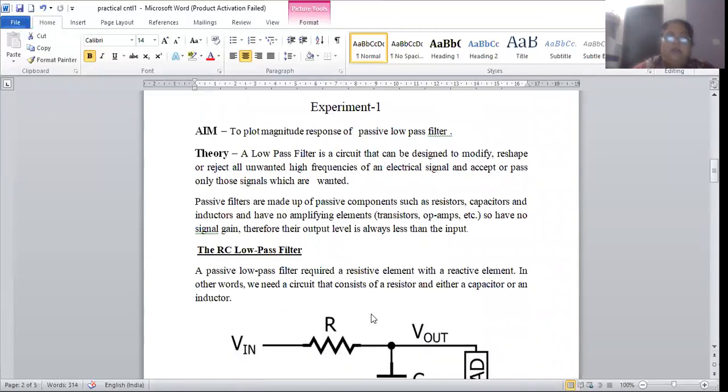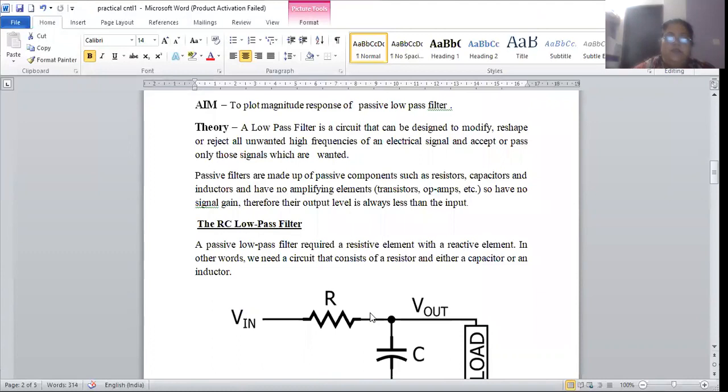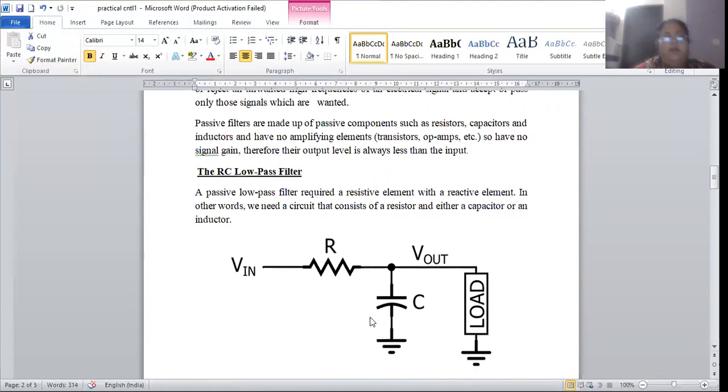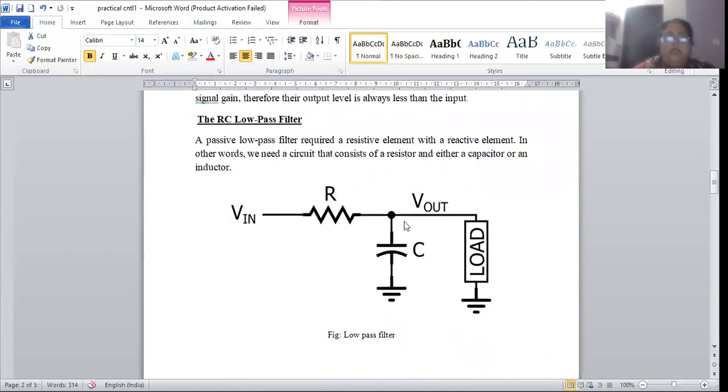Now, the RC low-pass filter. A passive low-pass filter requires a resistive element with a reactive element. In other words, we need a circuit that consists of a resistor and either a capacitor or an inductor. So in this experiment, we have made the low-pass filter with the help of a resistor and a capacitor. The load is connected across the capacitor.